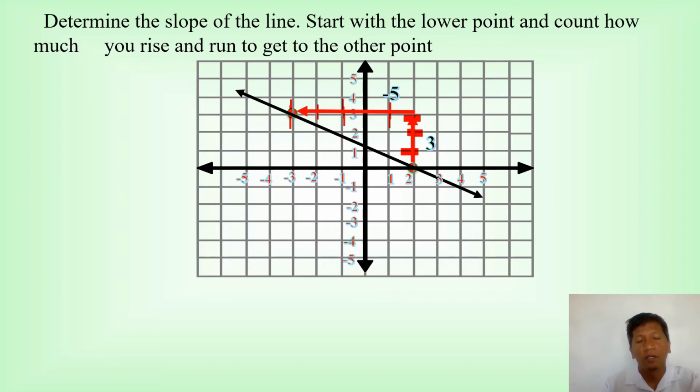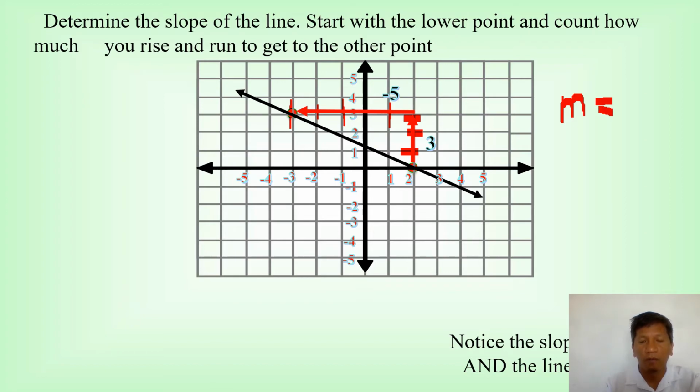Naiintindihan? Notice, the slope is negative and the line is decreasing. And our slope here is m is equal to, what is our rise? 3 over -5. So that is our slope.